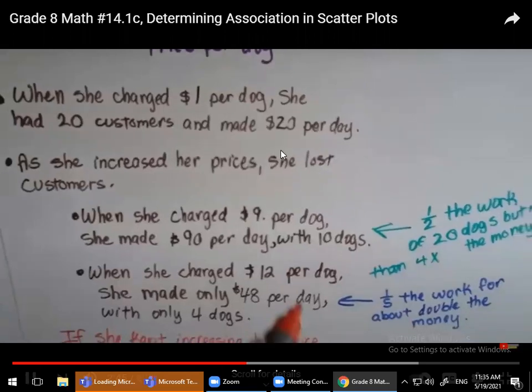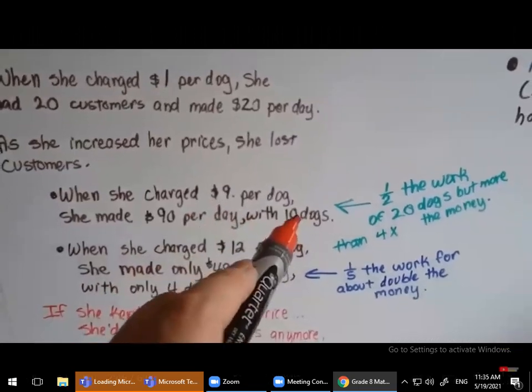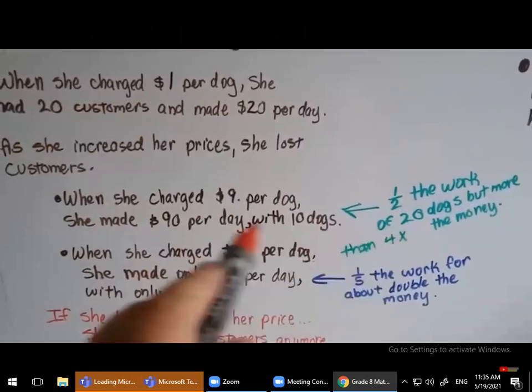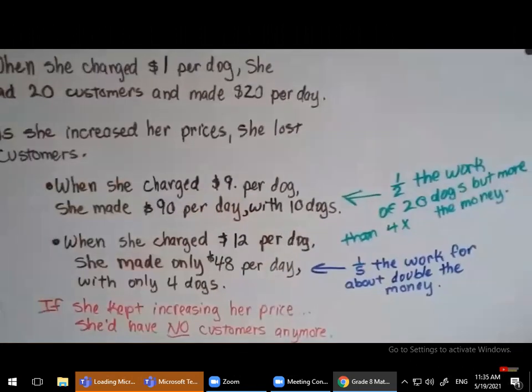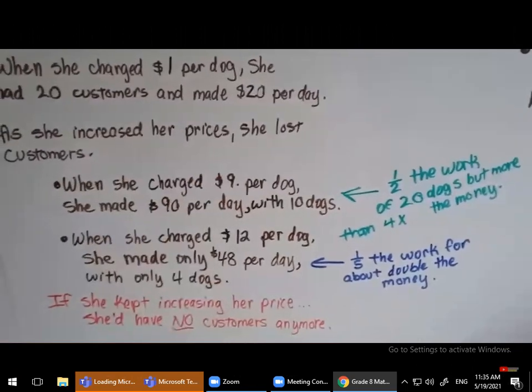Compared to 20 dogs, that's half the work. Only 10 dogs from 20 dogs. But she was making almost 4 times the money that she was making with only half the amount of dogs. So she probably should have kept it around there, right?